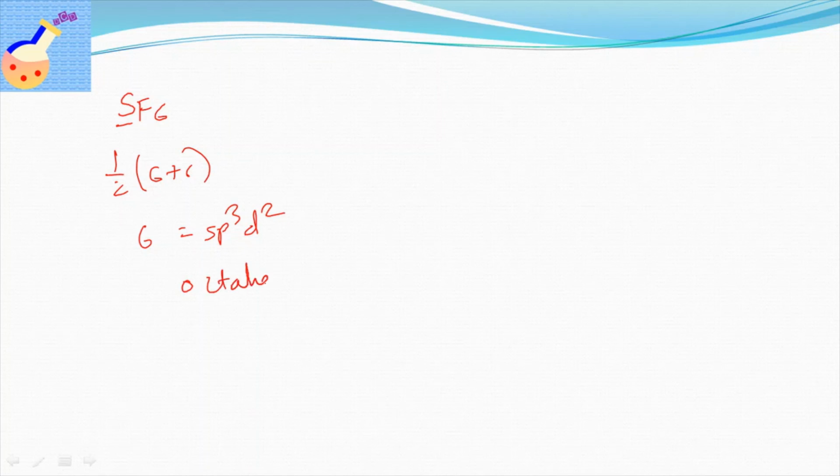Now coming to the last example, that is SF6. Sulfur is the central atom. So half of 6 plus 6 is equal to 6. sp3d2 hybridization. It will be octahedral, or you may say square bipyramidal. So write a square like this, and there is a bipyramidal. So this is the shape of SF6.